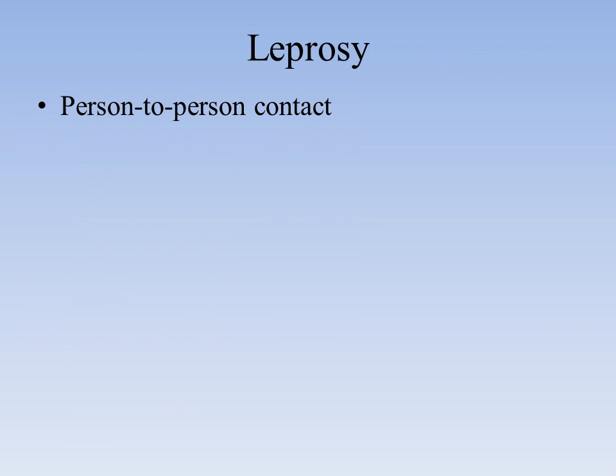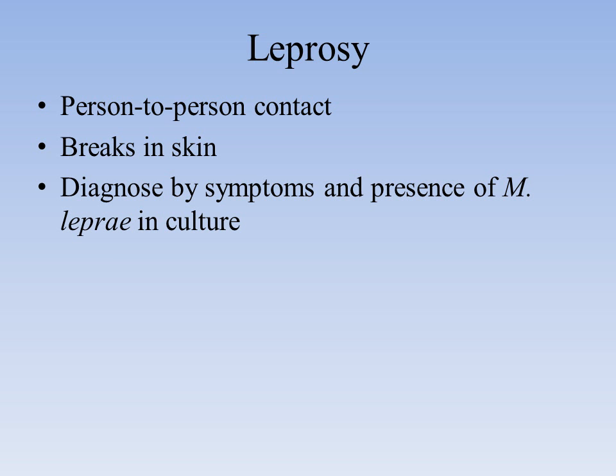Leprosy is spread by person-to-person contact, so it spreads from one person to another. It enters the body, and eventually reaches your nervous system, through breaks in the skin. It comes in through breaks in the skin, and then travels along peripheral nerves to eventually get to the central nervous system in order to cause the infection.